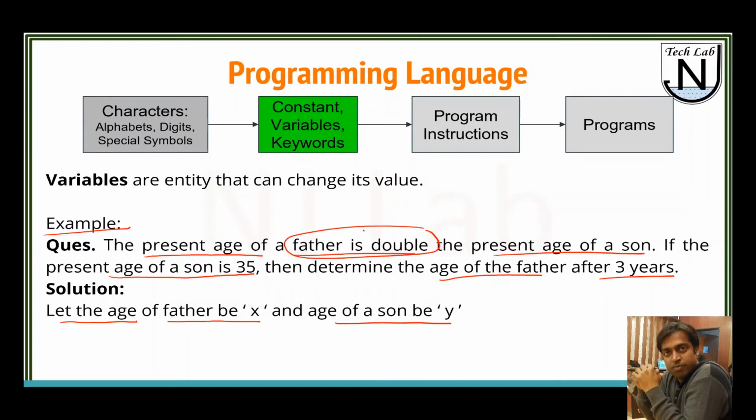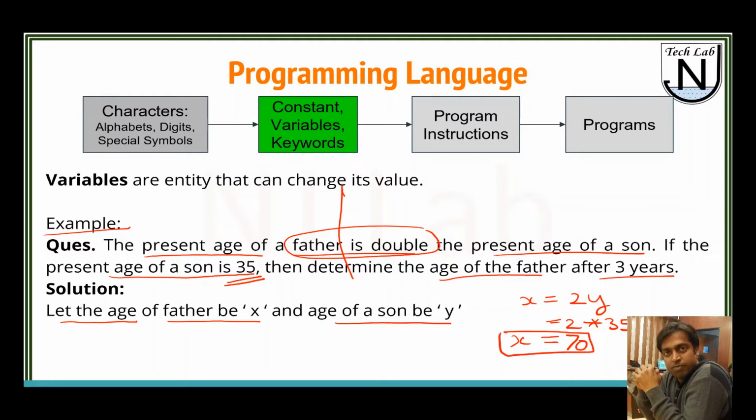After that, as per the instruction given in the question, we used to write the equation as x is equal to 2y, because it is given in the question that the age of a father is double the age of the son. So we got this equation, and also it is given in the question that the son's age is 35. So we put this in the equation and we get 70, right? So the value of x, or the age of the father, is 70.